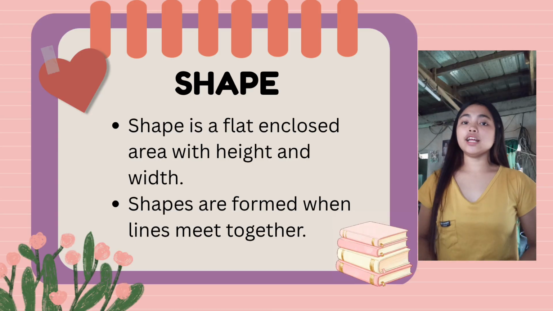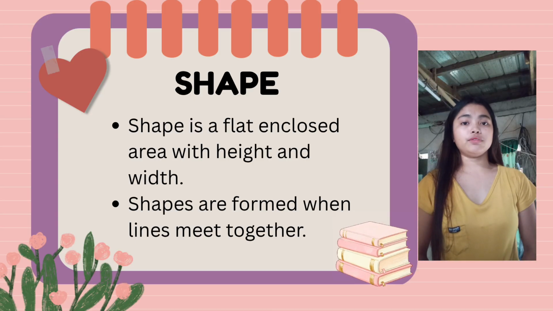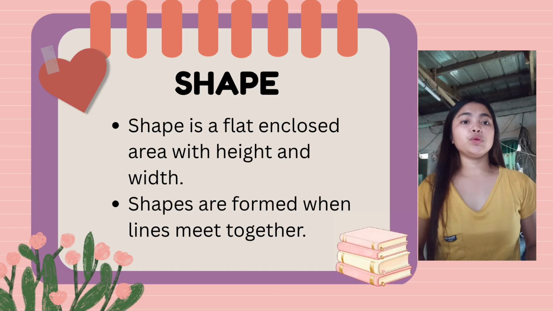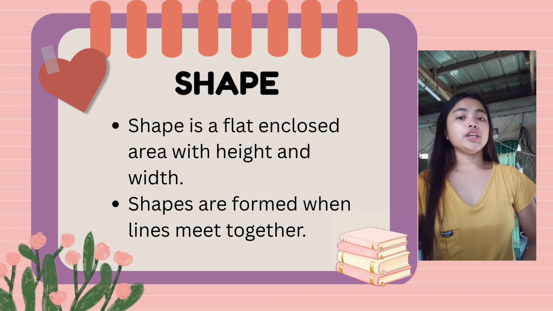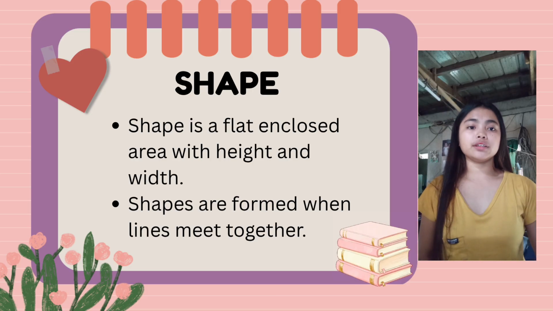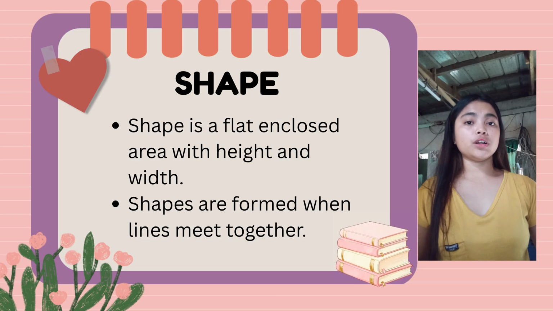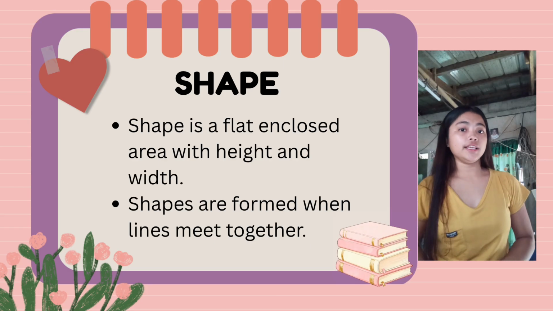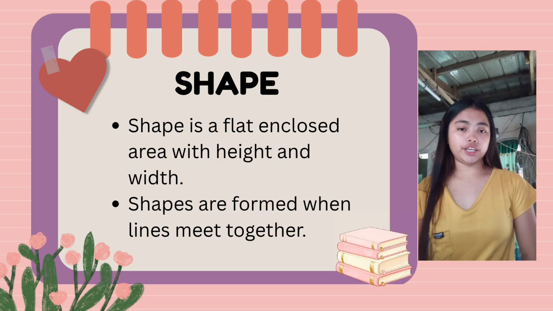So, the second element of art is shape. A shape is a flat, two-dimensional figure with height and width. Shapes can be geometric, like squares and circles, or organic, like natural forms. So now, let's see the example of shape.